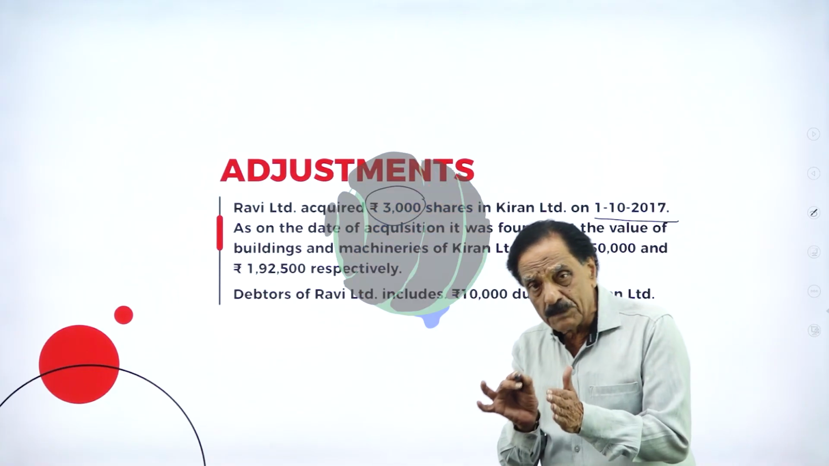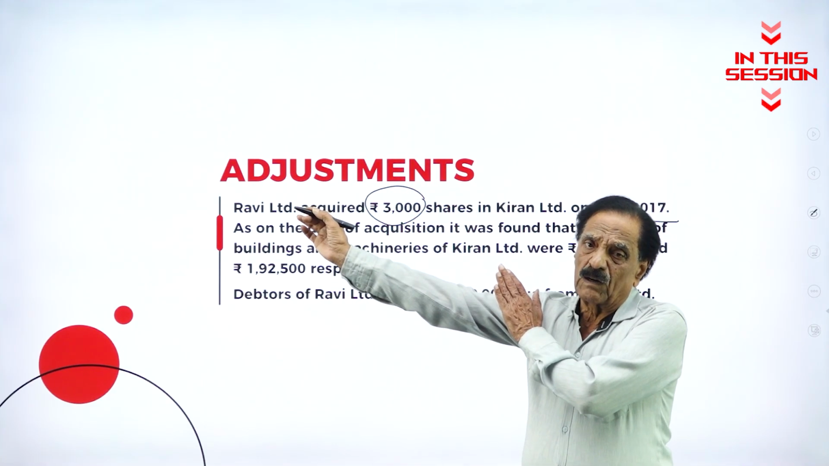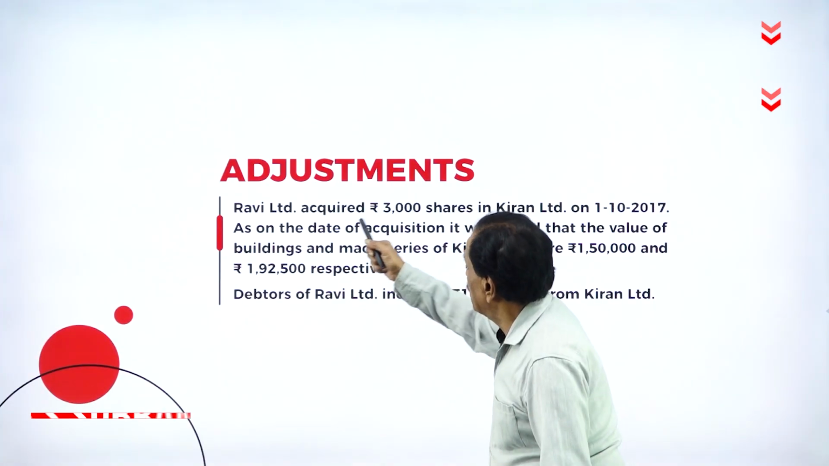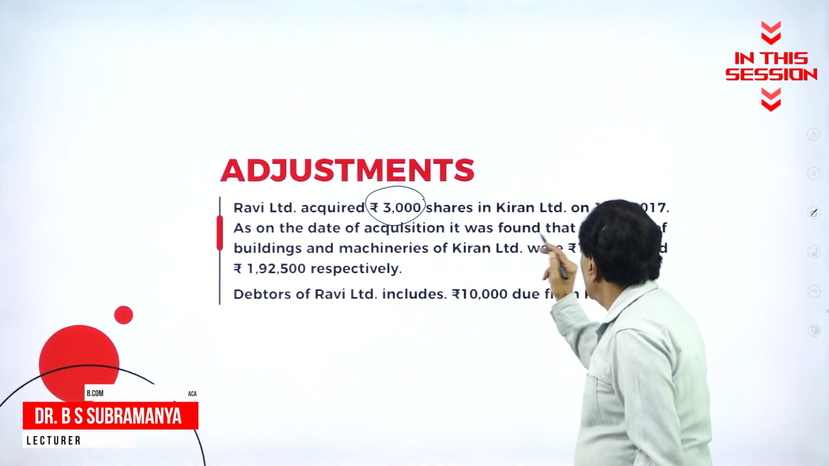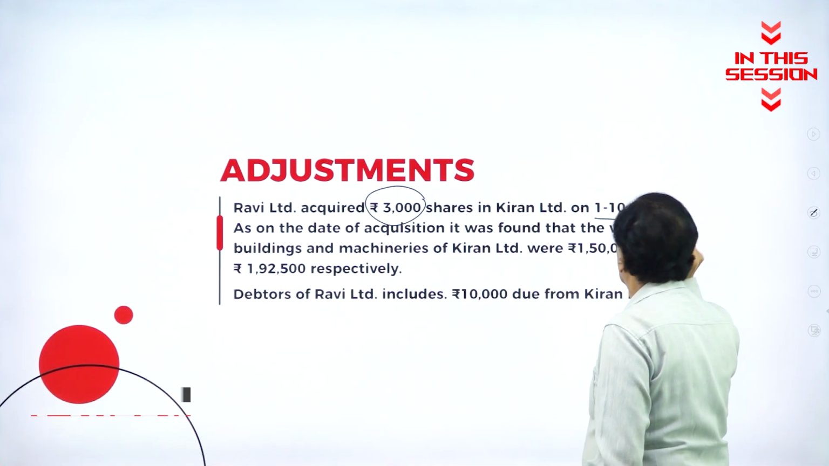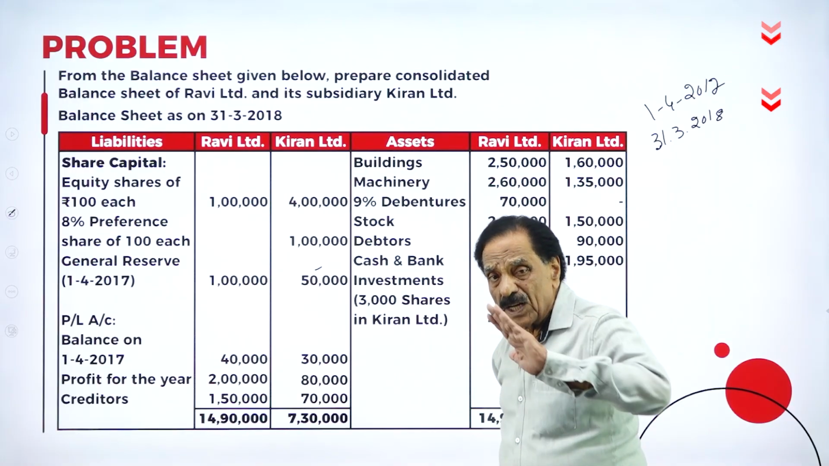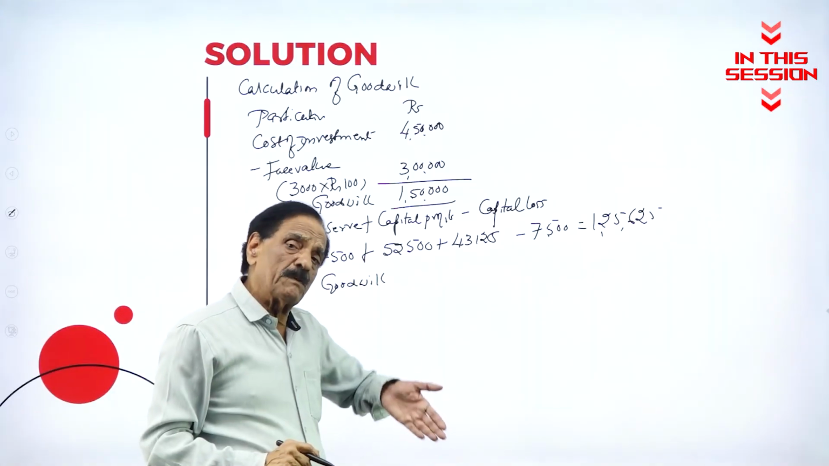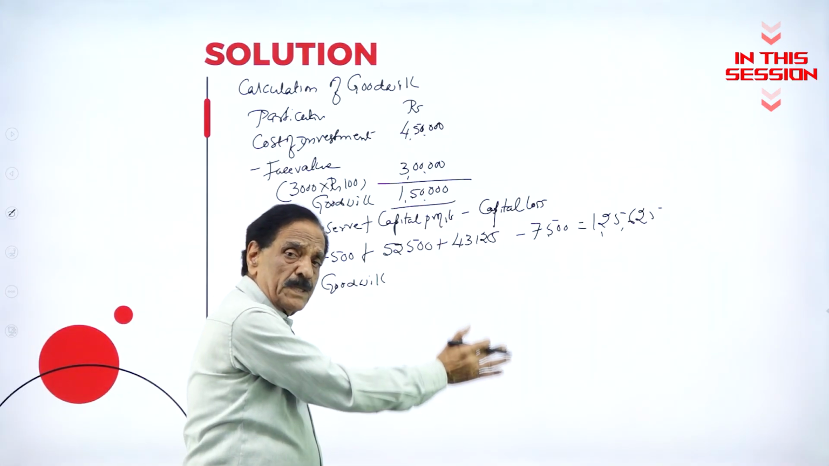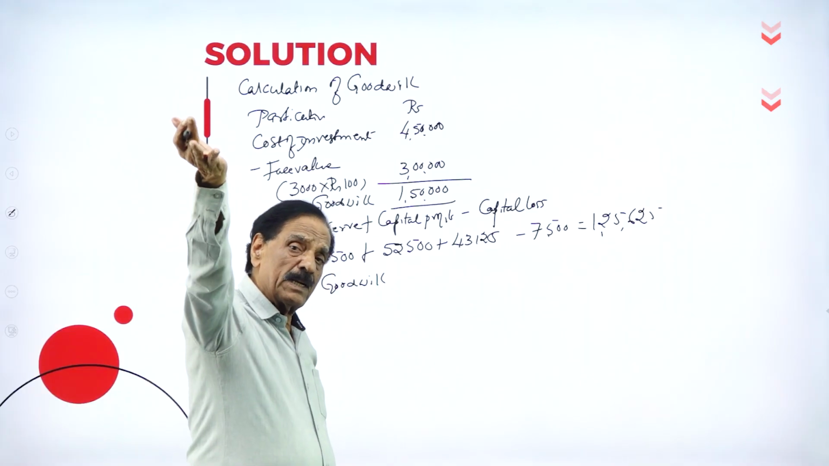So before 6 months, it is called capital profit. After 6 months, it is called revenue profit. Ravi Limited acquired 3,000 shares in Kiran Limited on 1/10/2017. Profit for the year is 80,000. 6 months capital profit, 6 months revenue profit. If the capital reserve is more, it will come on the liability side of the balance sheet. If the goodwill comes, it will come on the asset side of the balance sheet.